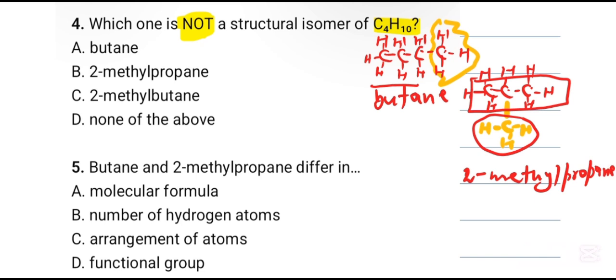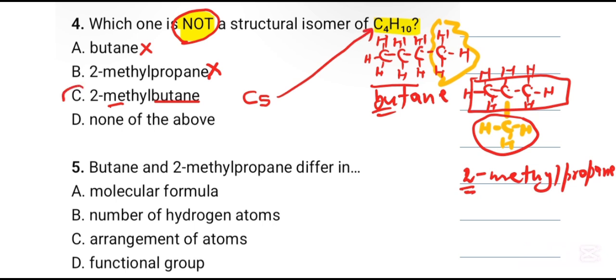So these are isomers, that is butane, and these are isomers. But the question is, which one is not? Remember, A and B are isomers. Which one will not be? Let's look at C. In C, there are 4 carbon atoms, then methyl, which means there are 5 carbon atoms versus 4, which means this is the answer. C is the correct answer. C is not a structural isomer. So for number 4, the answer is C.